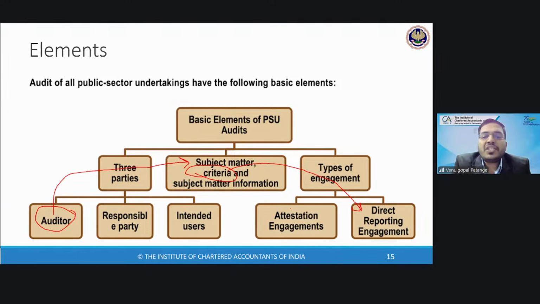So the example of attestation engagements is financial audit. The examples of direct reporting engagements are performance audit, and you have compliance audit. Okay. So we'll see that in detail. So just give me a second. So we look at the ICAI material.